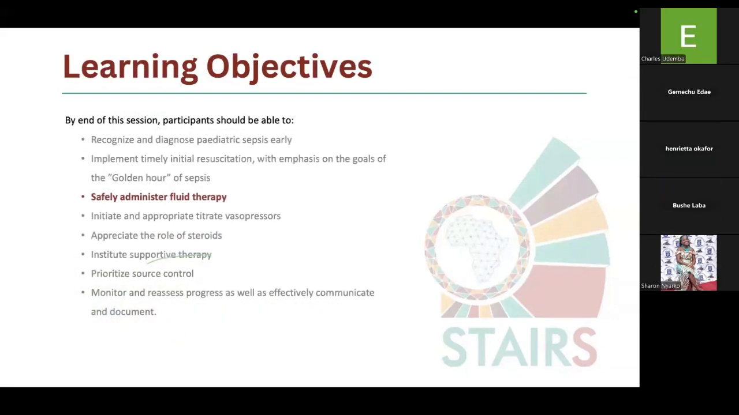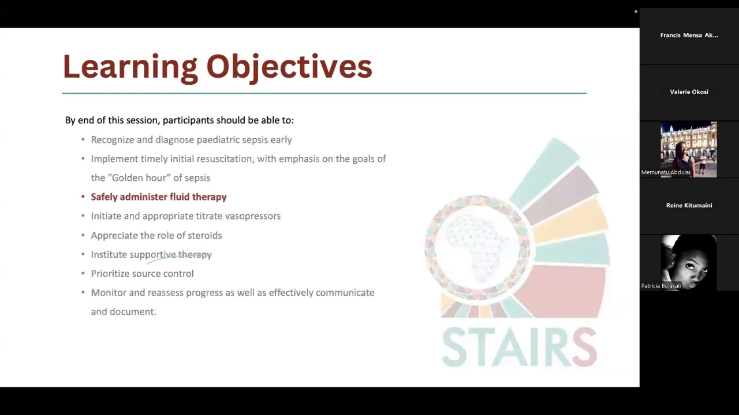So, how do I safely administer fluid therapy? At this point, I would like to hear a few comments from us. What strategies do we use in our various facilities in deciding who needs fluid and how much fluid to give and what fluid to even give?